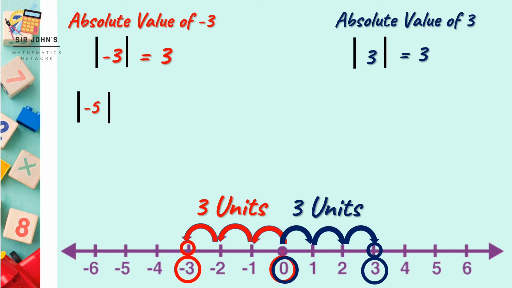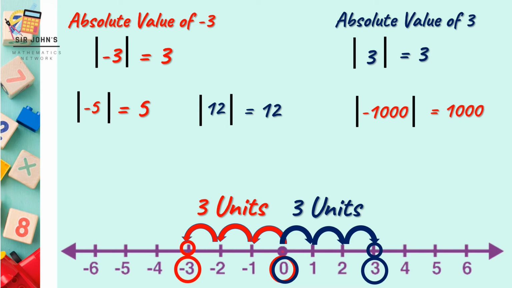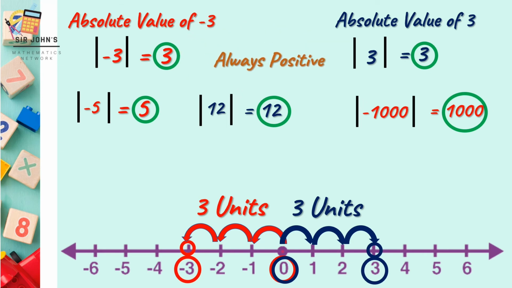Next, absolute value of negative 5 is equal to 5. Absolute value of positive 12 is equal to 12. Absolute value of negative 1,000 is equal to positive 1,000. Now, look at all the answers. Lahat sila ay positive. Ngayon, maaari ba natin sabihin na ang absolute value of any number is always positive?